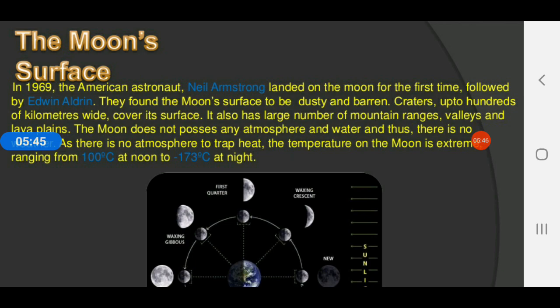So there is no weather change on it. As there is no atmosphere, so no trapping of heat, so the temperature on the moon is found to be extreme. During days, it can rise up to 100 degrees Celsius, means your blood can start boiling over there, and at nights, it can be minus 173 degrees Celsius. So we will freeze over there if somebody stays on moon without any protection. So it means extreme temperatures are found on moon.